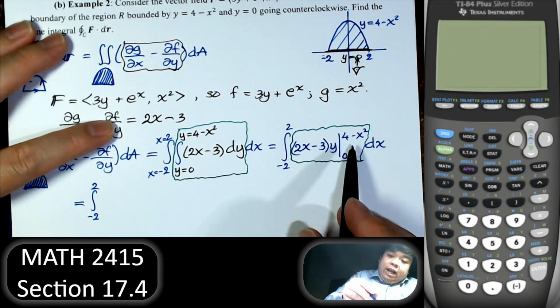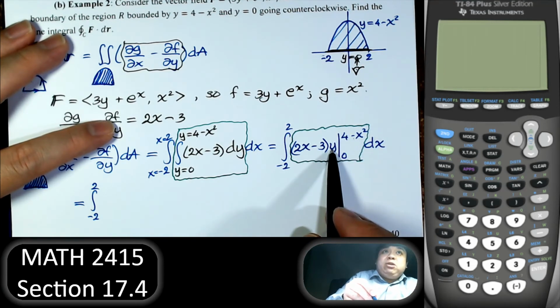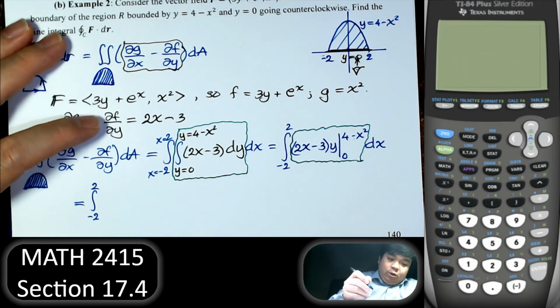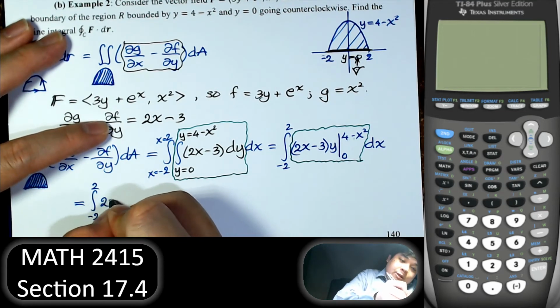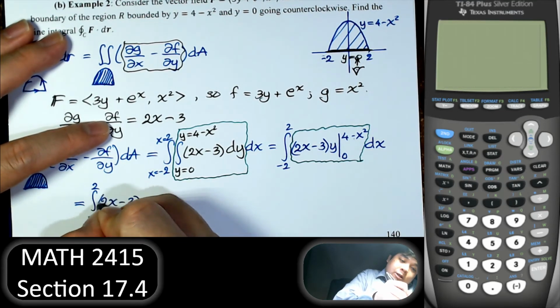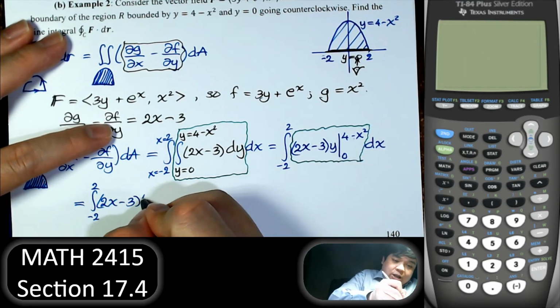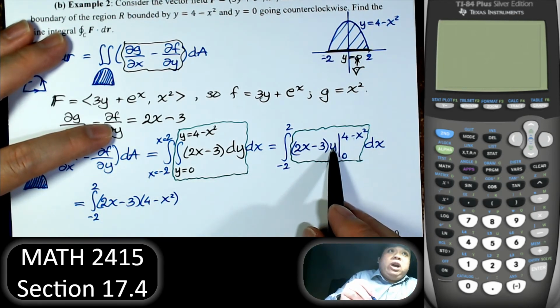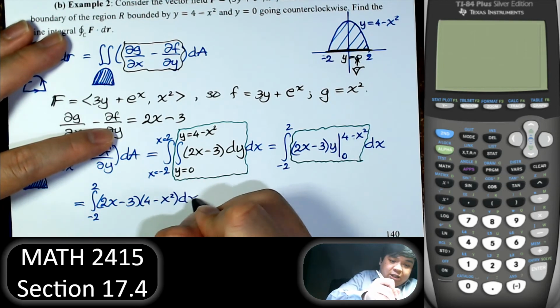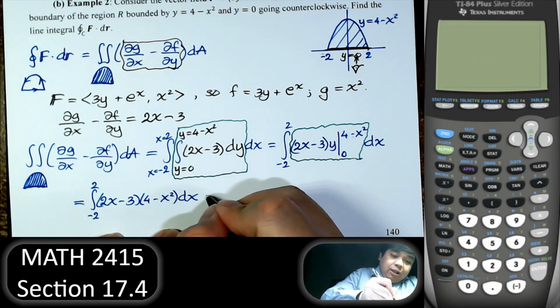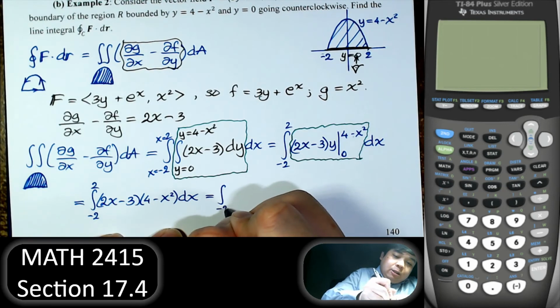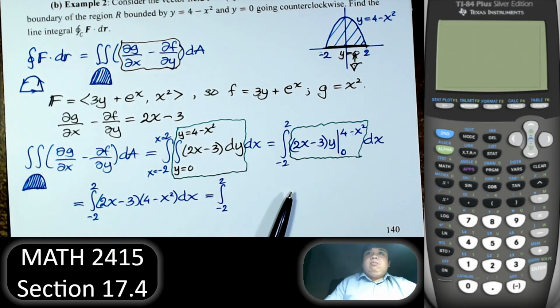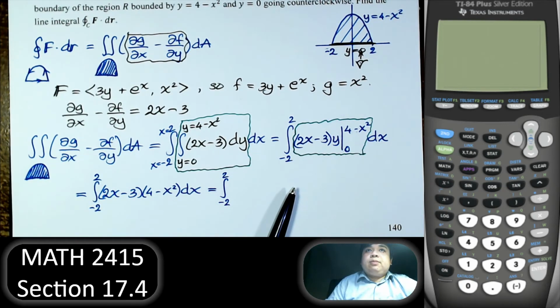-2 and 2. If we put 4 minus x squared here, we have something. If we put 0 in here, we have nothing. So 4 minus x squared, and then putting in 0 gives us nothing. So that's why we just have dx here. Right. I just do this quickly. -2 to 2.